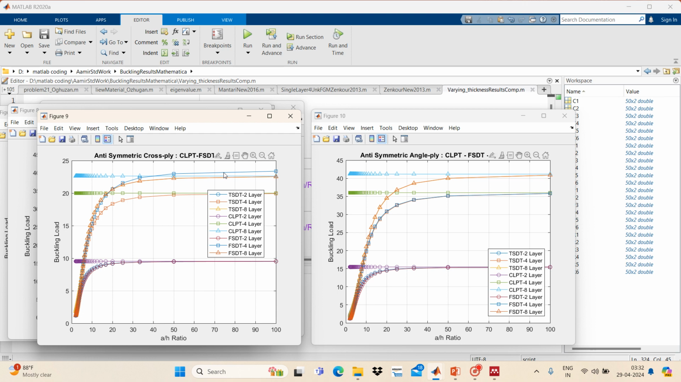Similarly, here we get results up to 22 for the 8-layer plate, but for the 8-layer angle-ply plate we get results up to 41.6. So we can say that we have an advantage in the anti-symmetric angle-ply plate. We get a higher buckling load, so a higher load would be required to buckle the plates. Okay. Thank you.